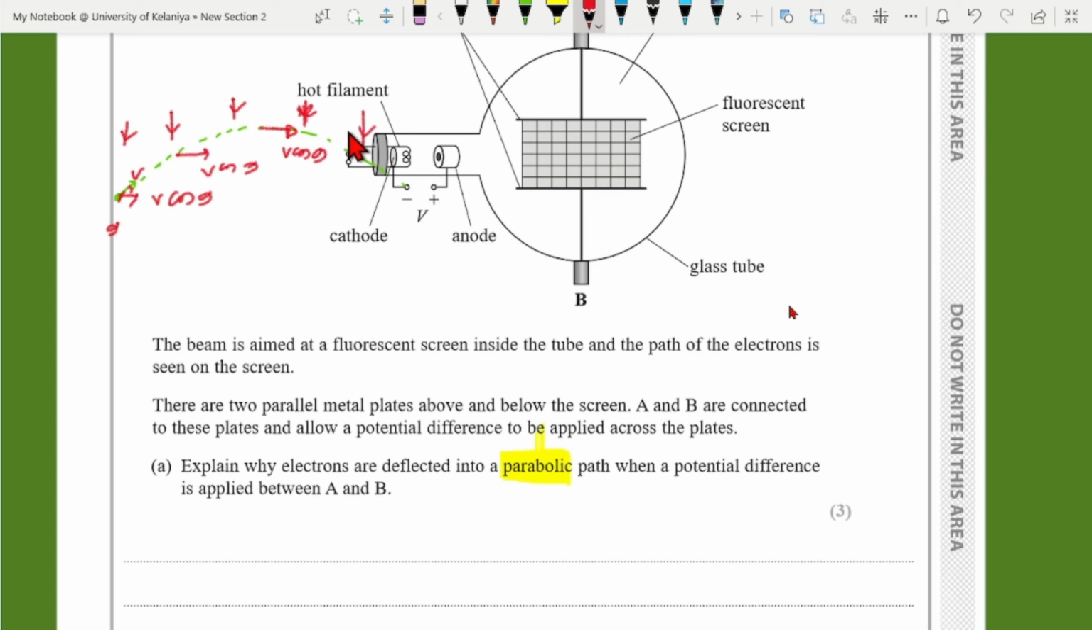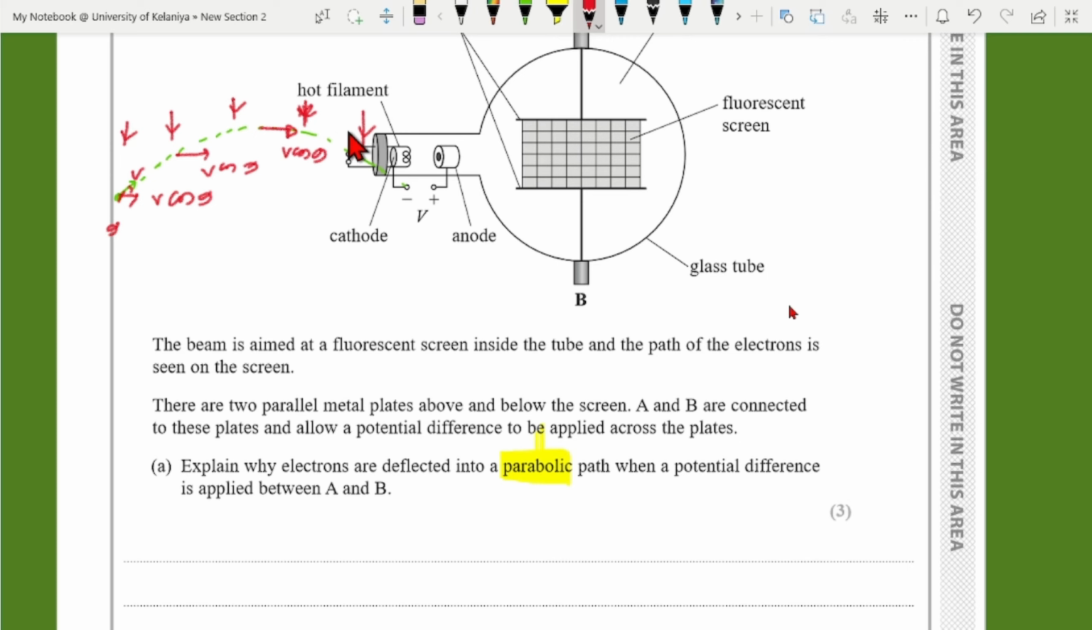So what are the conditions to move along a parabolic path? In the vertical direction, we should have an acceleration or resultant force, and in the horizontal direction we shouldn't have an acceleration, and the velocity should be constant throughout the journey.